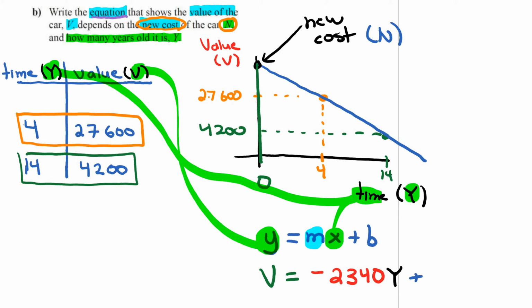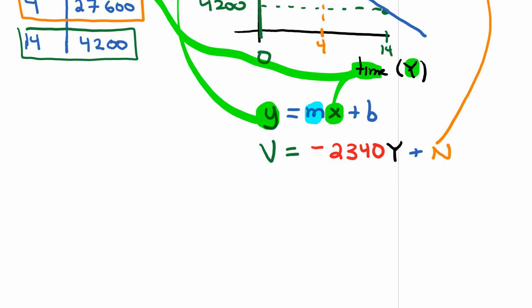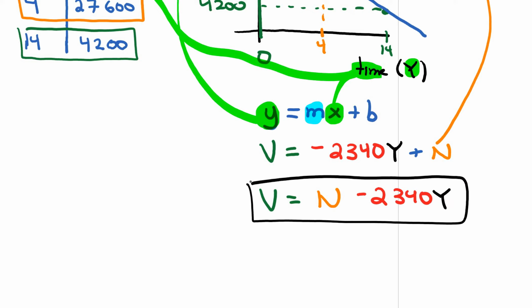And what variable represents b? Well, b is the y-intercept, and it's using the letter n for this particular problem, the new value of the car. Okay, great. So that's your equation, and I think we're good there. I guess in the back of the book, they kind of rearrange this. They write this as n and then minus 2,340 and then the y variable. All right, so there is your answer for that particular problem.